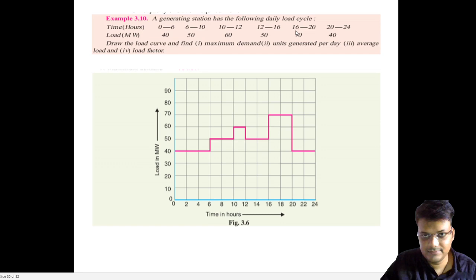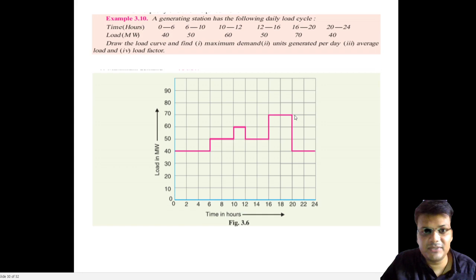So from here, now we will easily calculate all the factors. Like maximum demand, simply we will see the value, that is 60 megawatt. The answer is 70 megawatt. Sorry, I told you 60. It's 70 megawatt. So maximum demand, by looking at the diagram, the load curve, is 70 megawatt.